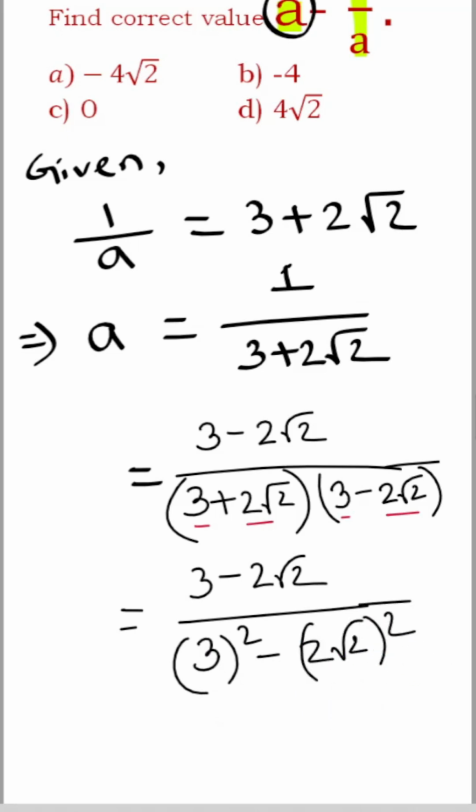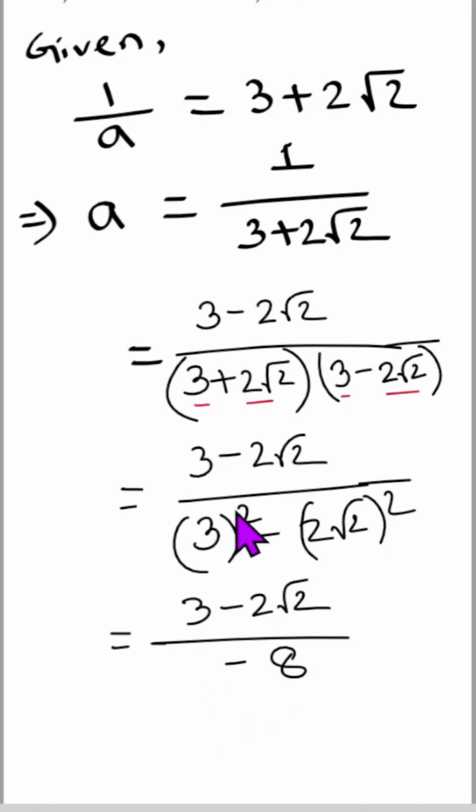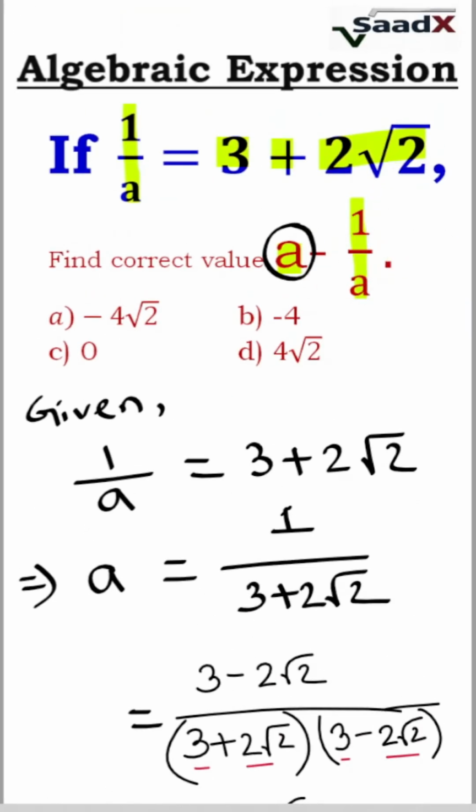Okay, so then 3 minus 2 root 2, and 3 square means 3, minus 2 square is 4, and root 2 square is 2, so 4 times 2 is 8. But here we made a mistake, which is that 3 square means 9. Now 9 minus 8 is 1, so we can write a equals 3 minus 2 root 2.